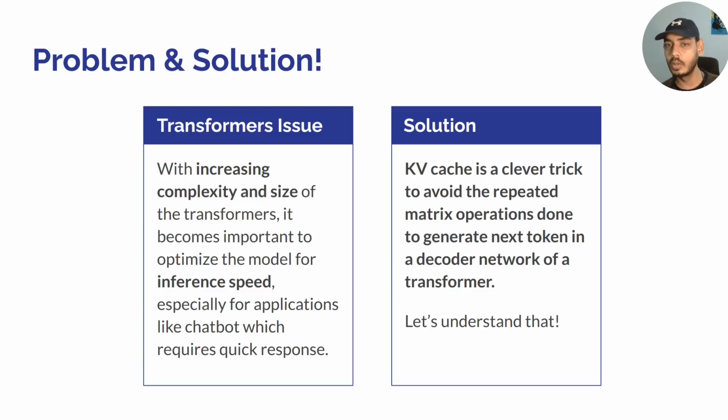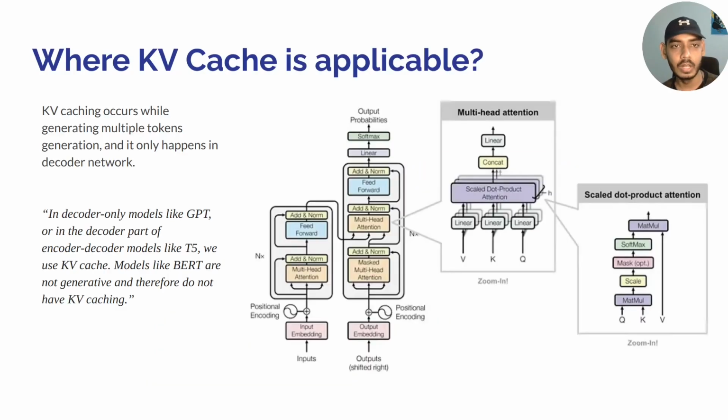This whole thing happens in the decoder network of a transformer, because the decoder is the module in a transformer which generates the tokens for a given input in a large language model. So where is KV cache applicable? As I said, it is on the decoder aspect of your transformer architecture. KV caching occurs while generating multiple tokens, and it only happens in the decoder network.